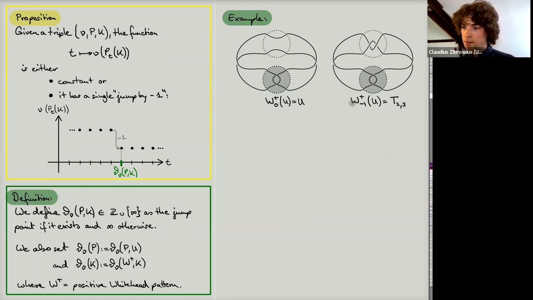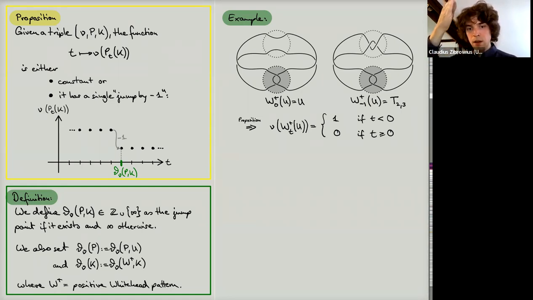This means that we've exactly found the jump point in our function. It tells us the value at -1 is 1, and at 0 it is 0, so we have a jump at 0. Using this proposition, we now know that this slice-Torus invariant of this family of twisted positive Whitehead patterns evaluated at the unknot looks like this. Said in another way, this means that the theta invariant evaluated at the unknot is always 0, for any slice-Torus invariant.